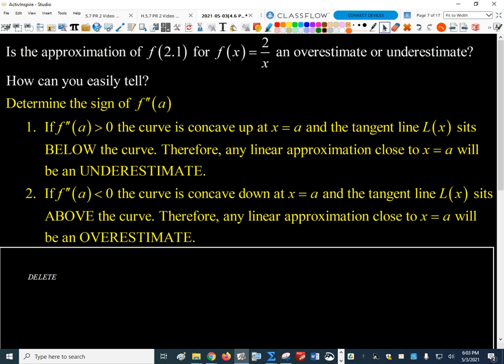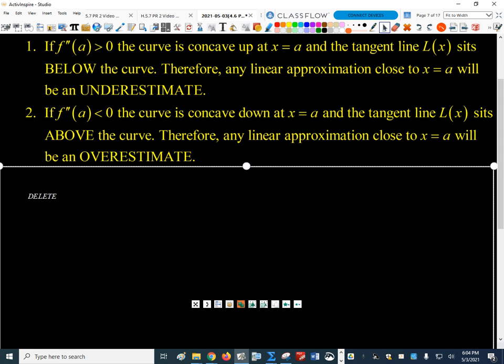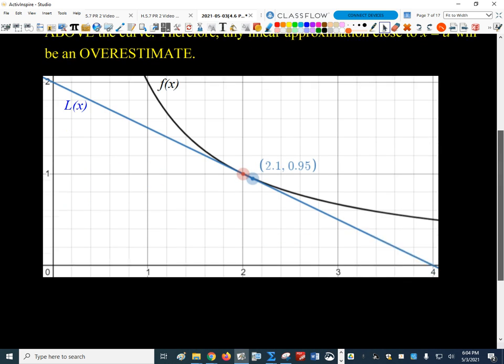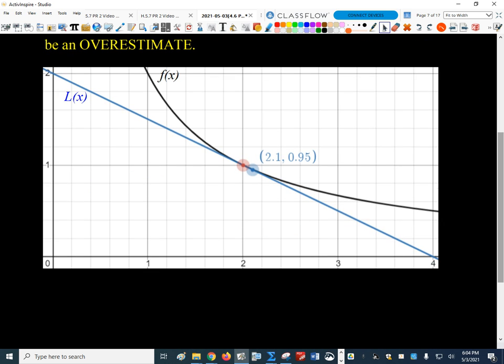So that means if it's concave up, the tangent line would have to sit below the curve. So in that case, we would know that our linear approximation for all values close to a would have to be underestimates, because the line is below the curve. If the second derivative is negative, so the concavity is down, it'd be the opposite. Then we'd know it's an overestimate. And we can see that if we look at the graph we have of this function.